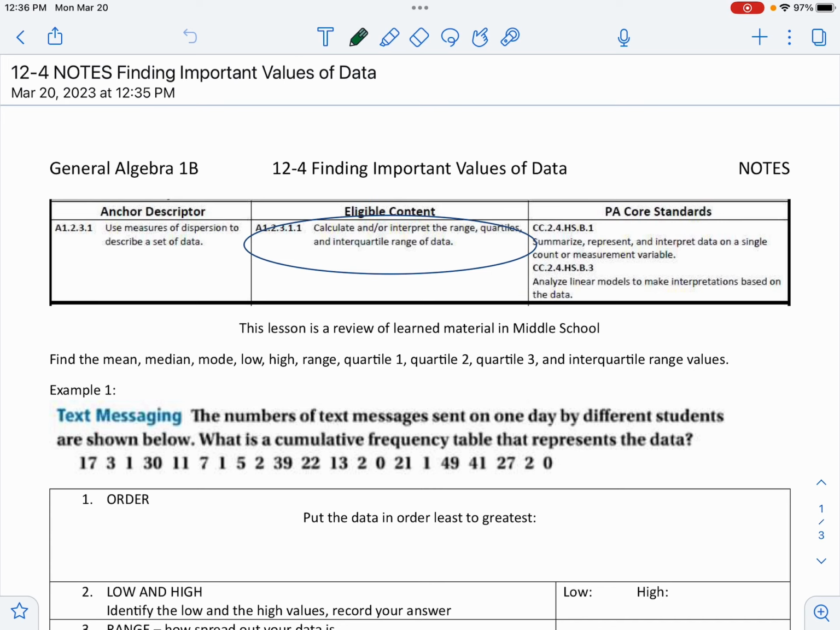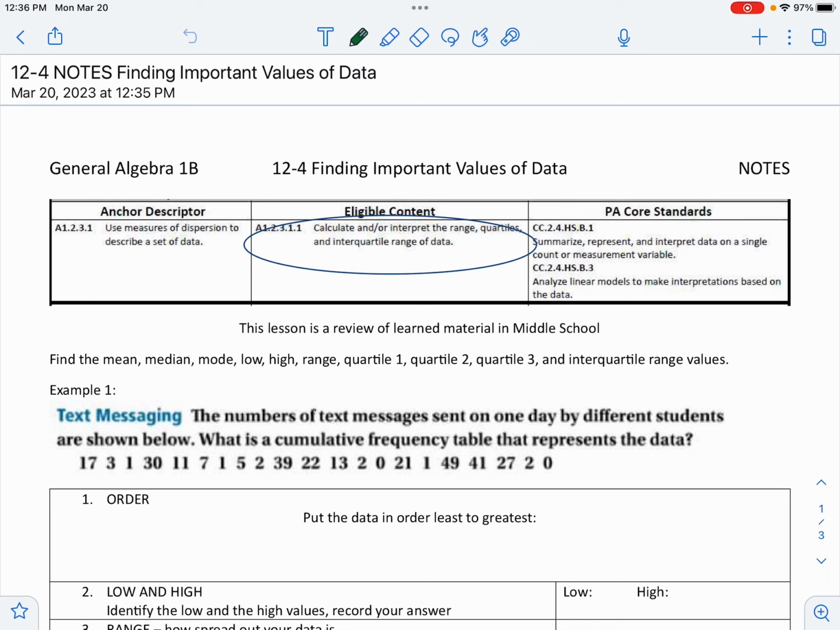Again, I am deviating from what the book's doing, but hitting everything that needs to be hit for the keystones, for the Algebra 1 keystones. So 12.4 in the book might be box and whisker plots. To be honest with you, I really don't know. But the important thing is that today I teach you how to find what I call important values of data.